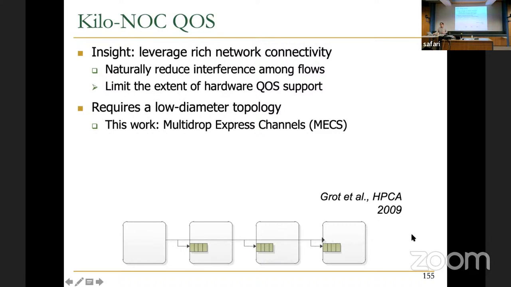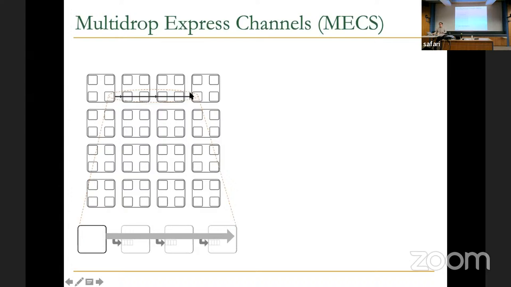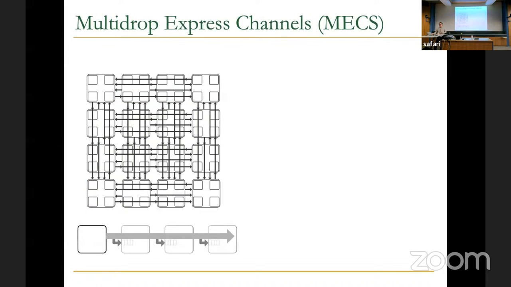Basically this is a low diameter topology because if you're sending from here to here, it just goes in a single link. There's no router in between. It's just a drop that you need to do. So there's this very small arbiter to ensure that it drops at the right place. And you can see the design in the original HPCA paper. So basically it looks like this, multi-drop express channels. This is a multi-drop bus, as you can see, and it looks like this internally. And then you keep adding it in all dimensions. And this is what you get in the end.